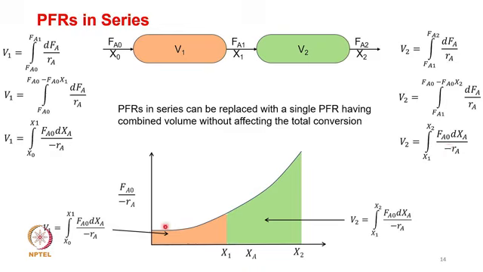So now let us look at how this translates to the volume geometrically. You can see this part of the curve, wherein this is xa, the plot is between Fa0 by minus Ra with respect to xa, and let us assume that this is the point x1 and this is x2. The area under this part of the curve leads to the computation of V1, and the remaining part from x1 to x2 would be the volume V2.